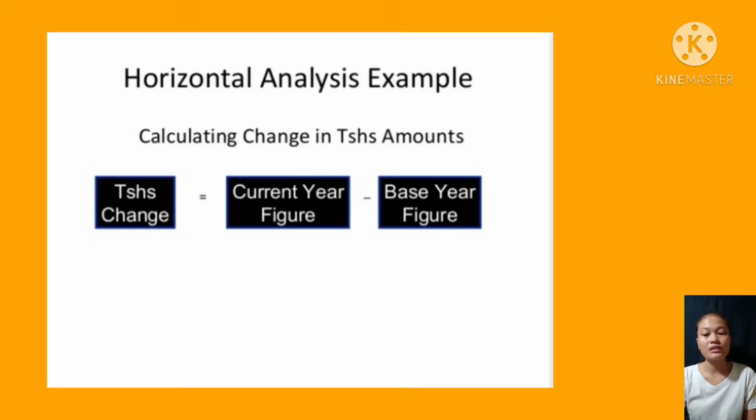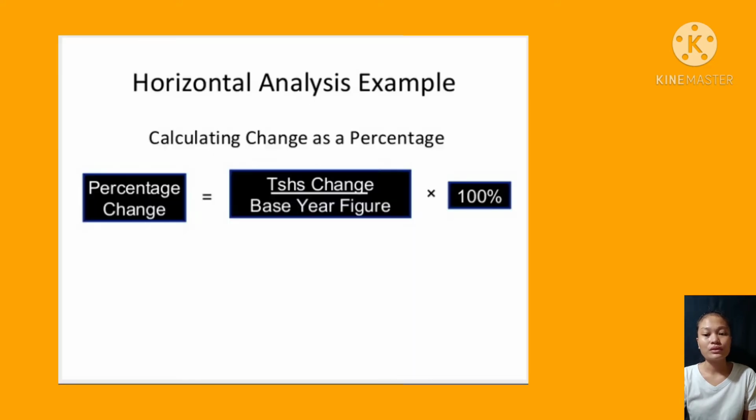The formula is monetary change is equal to current year figure minus base year figure. Since we are measuring the amount of the change between 2013 and 2014, the monetary amounts for 2013 become the base year figures. And calculating change as a percentage, the formula is percentage change is equal to monetary change divided by base year figure times 100%.